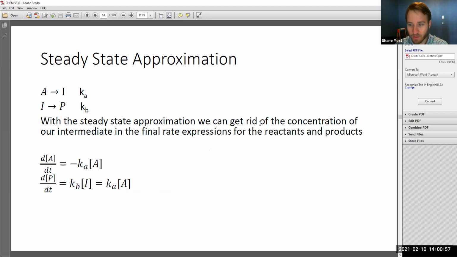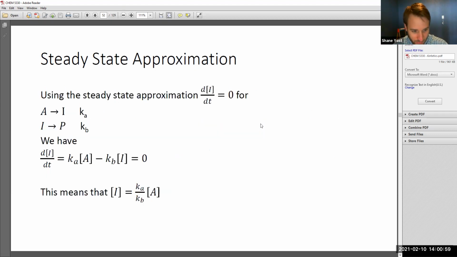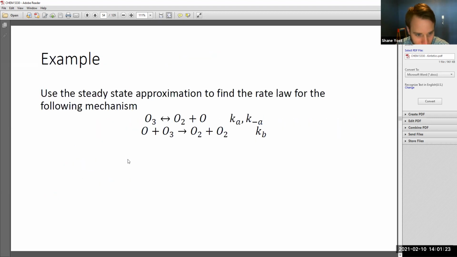So I'll just refresh our memory. The idea of the steady state approximation is that the change in concentration of your intermediate with respect to time is equal to 0. That doesn't mean you don't have any intermediate concentration. It just means that it's relatively constant, and typically also very small. It's a steady state approximation, and we can use that to solve potentially for rate laws like this.